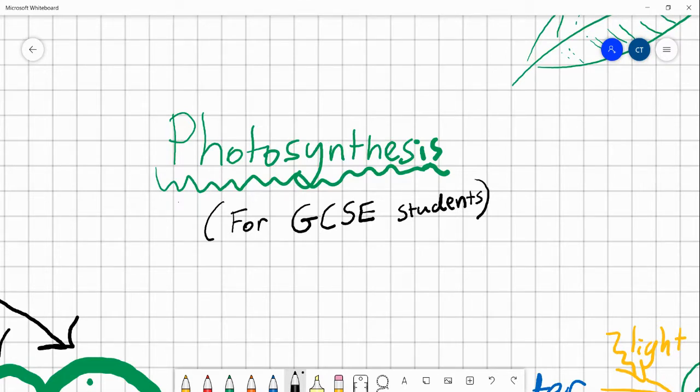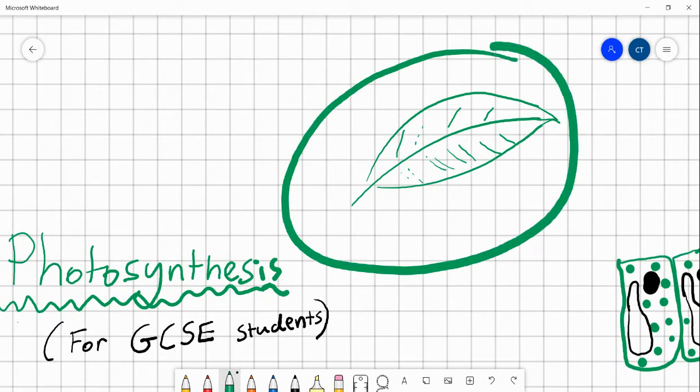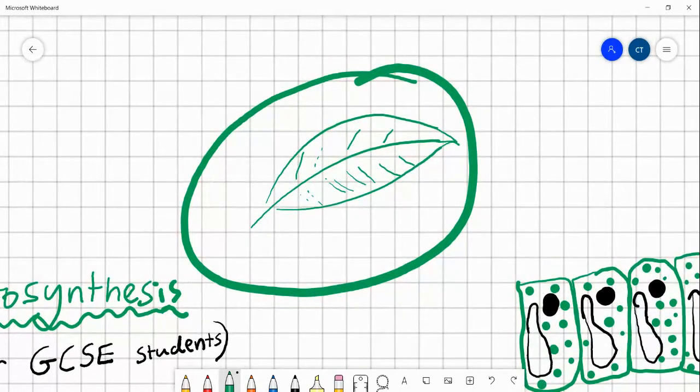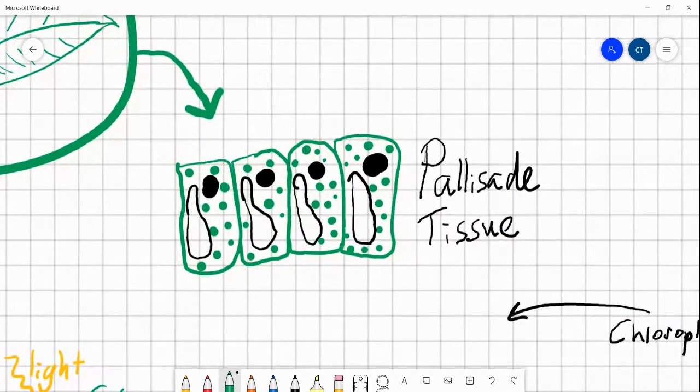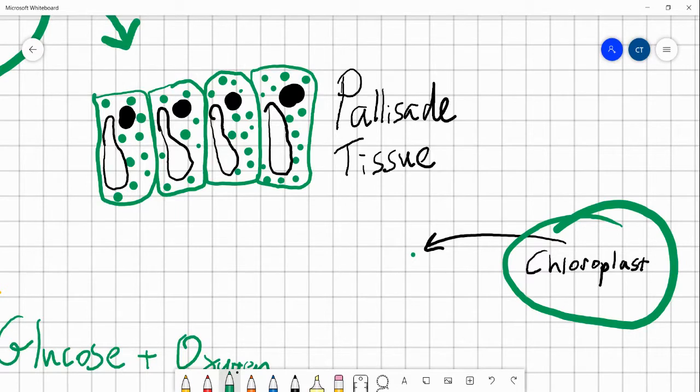The vast majority of photosynthesis occurs in the leaf, which hopefully you remember is an example of an organ in a plant. To be precise, the exact part of a leaf where the vast majority of photosynthesis happens is the palisade tissue. Now, the palisade tissue is jammed full of chloroplasts. So chloroplasts are the precise location where photosynthesis occurs.